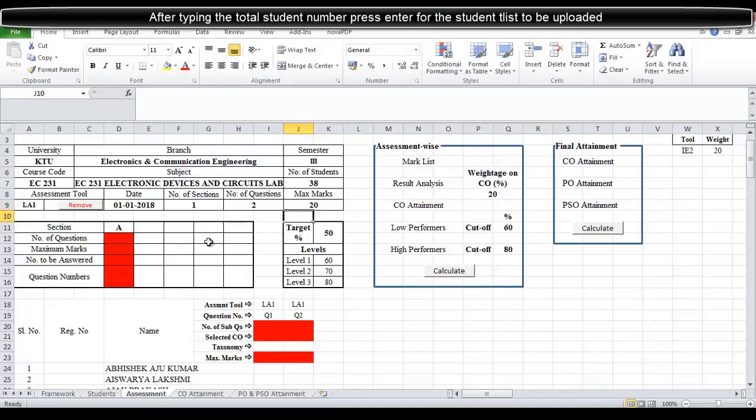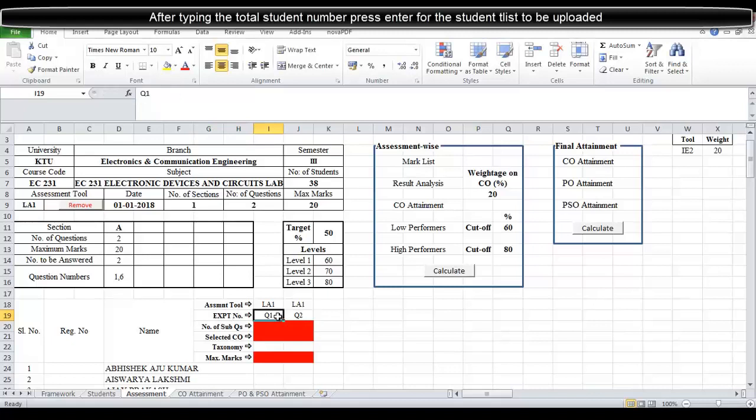And now once I enter that, so the section is there, how many questions are there, that means how many experiments are there. I am going to have 2 experiments. Maximum marks is 20. Number to be answered, that means I have to do 2 experiments. And number of question number, you can write the experiment number, but that will not appear here. Here now I can change this as experiment number. So I am just going to write EXPT, experiment number.